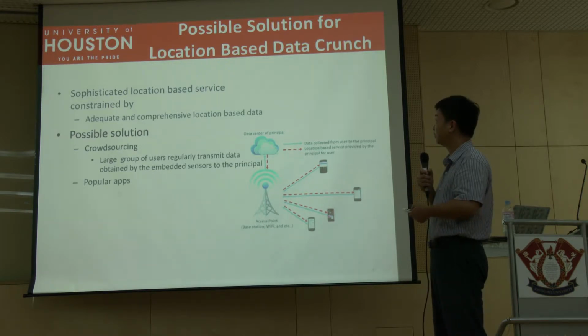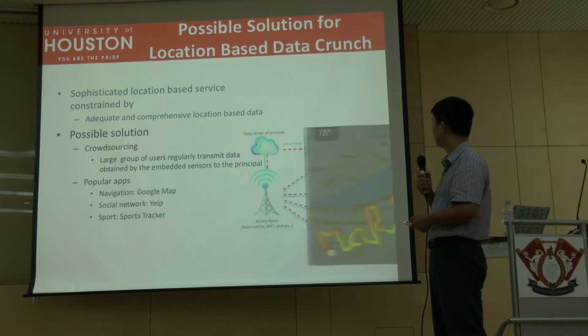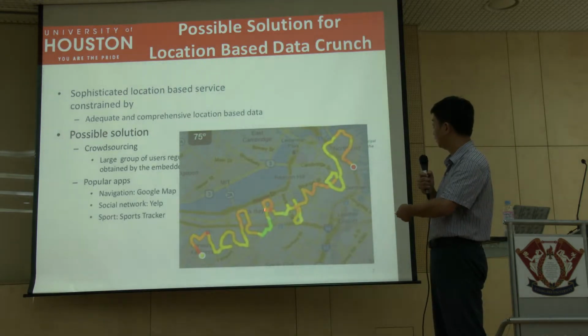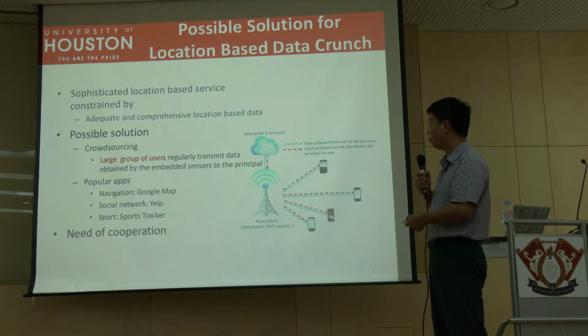Crowdsourcing is basically when a large group of users regularly transmit their data, embedded by sensors, to the principal. And the principal, like Google Maps, will give you a popular app about traffic, social networks, and sports. So here is this guy using Google Maps. Okay, but there is the need of cooperation.